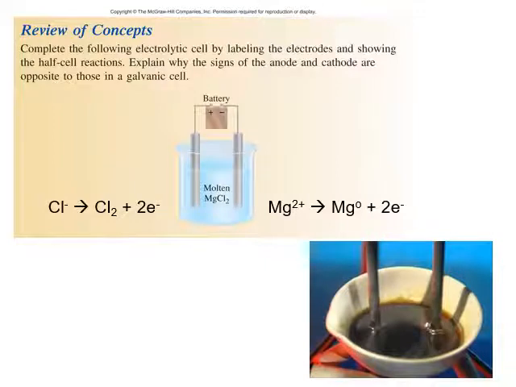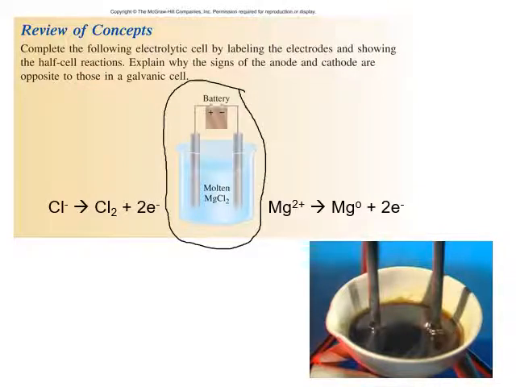All right, let's just do a quick review of concepts, and I have a video included here. We'll see what we can do. So this is very similar to the Downs cell that we saw before, but now it's magnesium chloride. The question is, complete the electrolytic cell by labeling the electrodes.